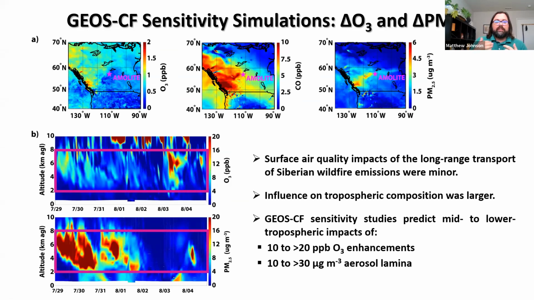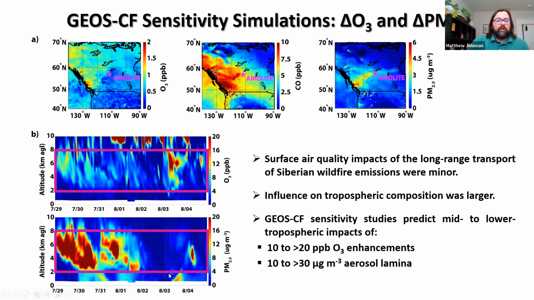And this is because these lamina weren't mixing down to the surface effectively and were just being transported vertically over the surface location of Amylite. There were some more impacts at higher altitudes, according to the model, but around Amylite, the surface impacts were pretty small. Downwind, they could have been larger if they get effectively mixed to the surface.